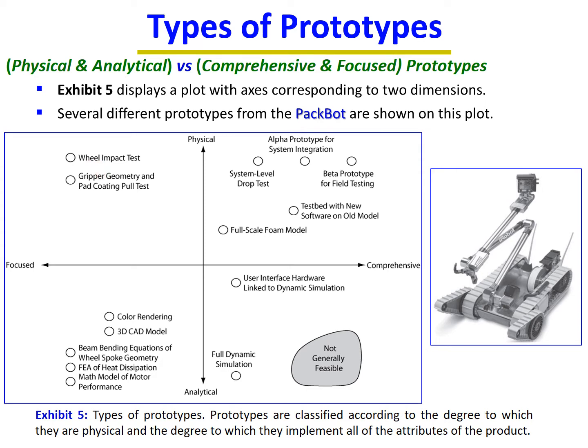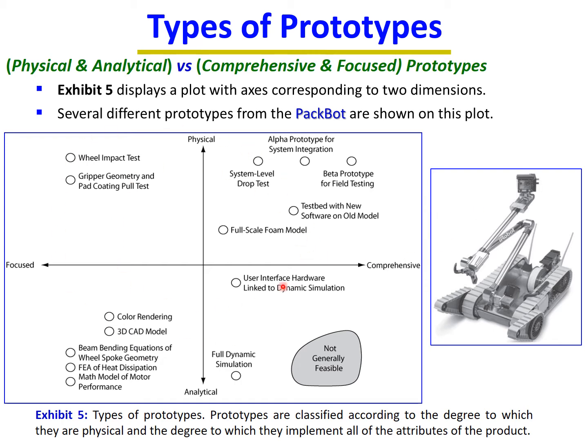You are focusing on only the wheel, only the gripper. So they are focused, but they are fully physical, right? So therefore, a comparison of physical against analytical and focused against comprehensive, and your prototype that you are making can be anywhere here.